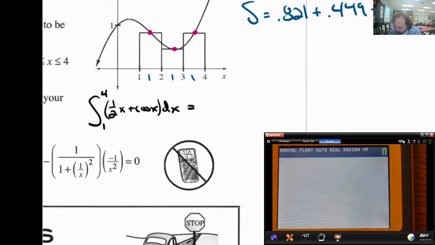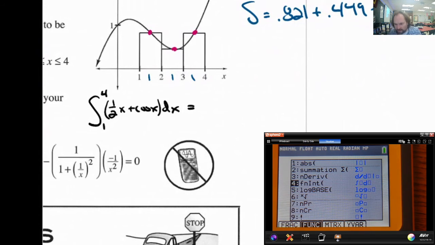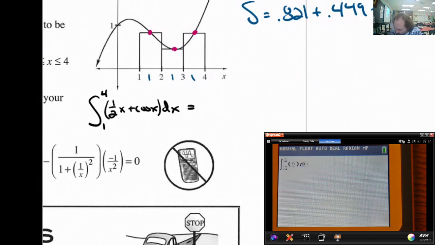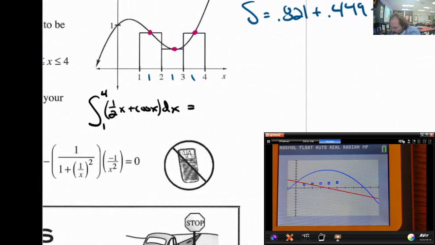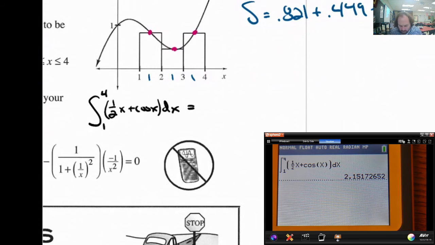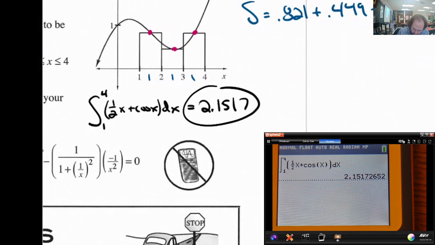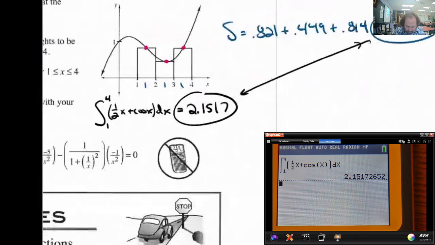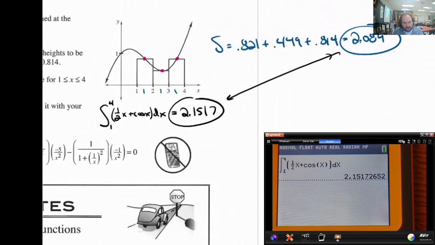The calculator can do this for us. In the F2 menu, you can find fnInt right there, 1 to 4. Now is a good time to check to make sure your calculator is in fact in radians because we have a cosine in this problem. Plus cosine of x dx. And that is that. I didn't mean to graph that. 2.151 is the answer the calculator spits out, which you can tell is a little bit more than what we had before. They're about the same, but the exact answer obviously is better.